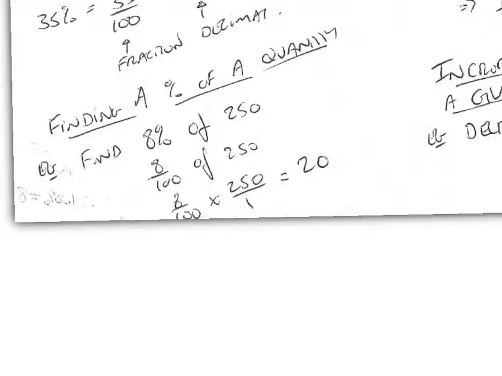And if we want to find a percentage of a quantity, like 8% of 250, that's the same as saying 8 per 100 of 250, and the "of" in maths is the same as a multiplication sign, so that's the same as writing 8 per 100 times 250 over 1. We just put over 1 so that our multiplication looks balanced. So that's the same as 8 times 250 divided by 100, and that gives us 20. Because 8 times 250 is 2000, divided by 100 is 20. So 8% of 250 is 20.